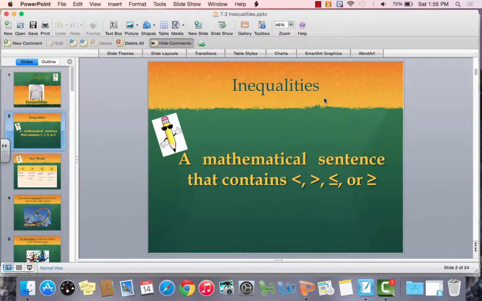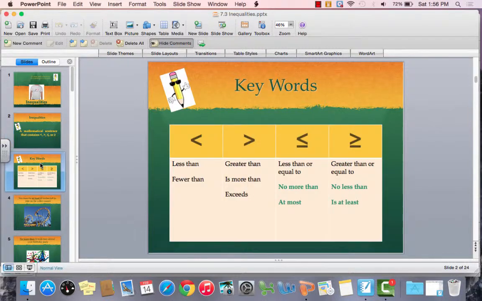So as we discussed in class, an inequality is similar to an equation, but the difference is instead of the equal sign, we replace it with one of these inequality symbols, and we have less than, greater than, less than or equal to, and greater than or equal to. So the first thing we have to be able to do is take a sentence given to us in plain old English and translate that into a math sentence or an inequality.